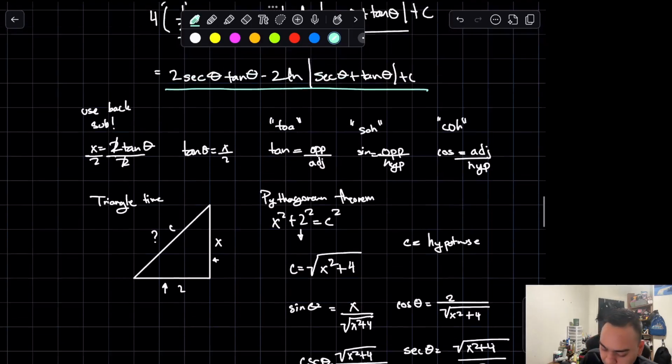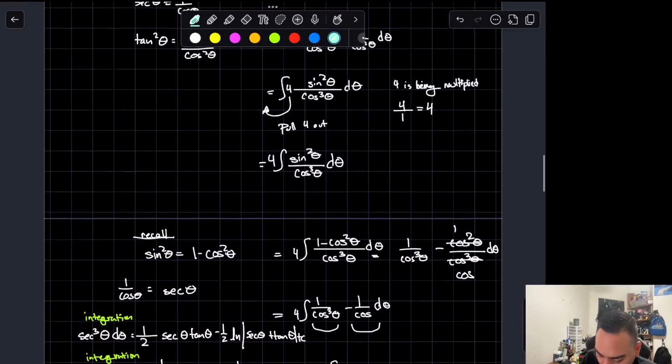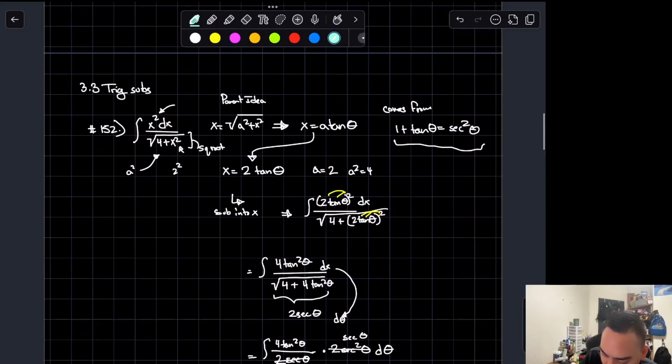I believe the OpenStax problem that it gives you is actually 1 plus x squared. I just changed the variable from 1 to 4 to make it easier to understand.